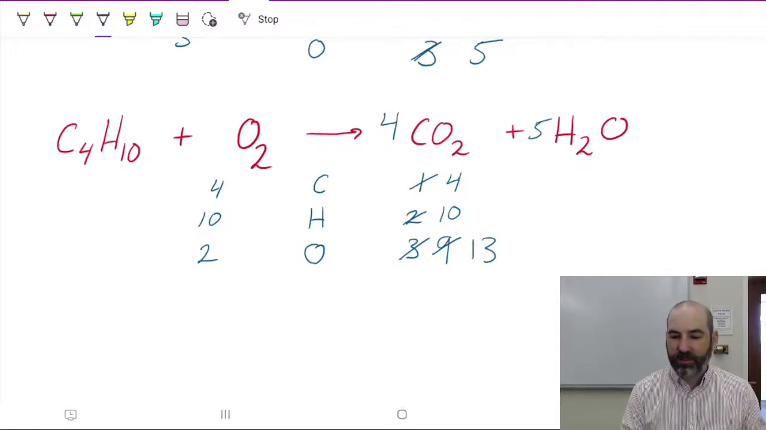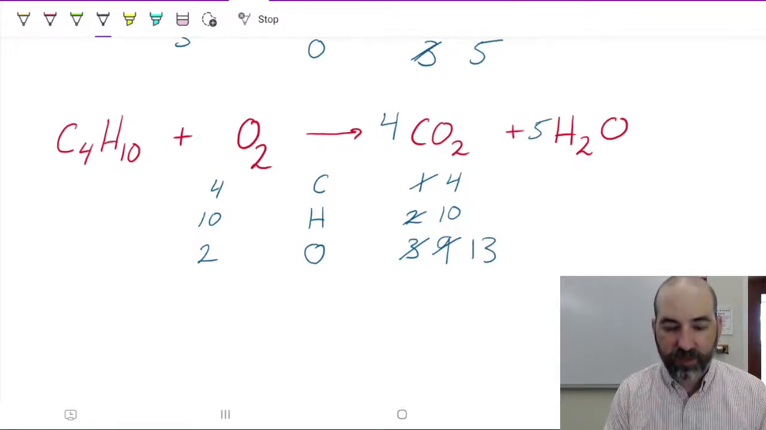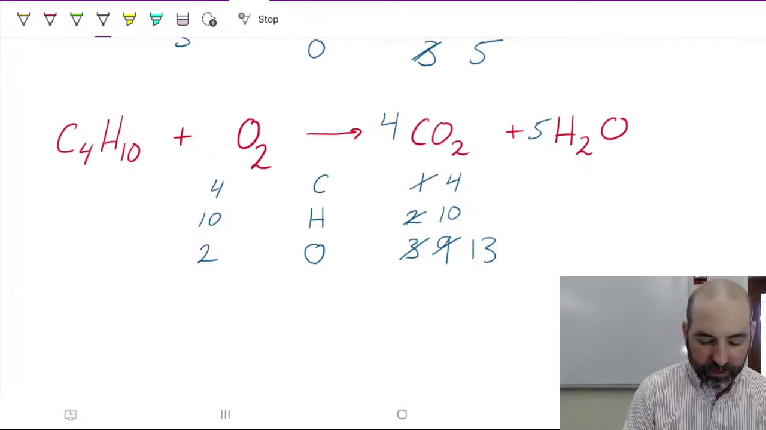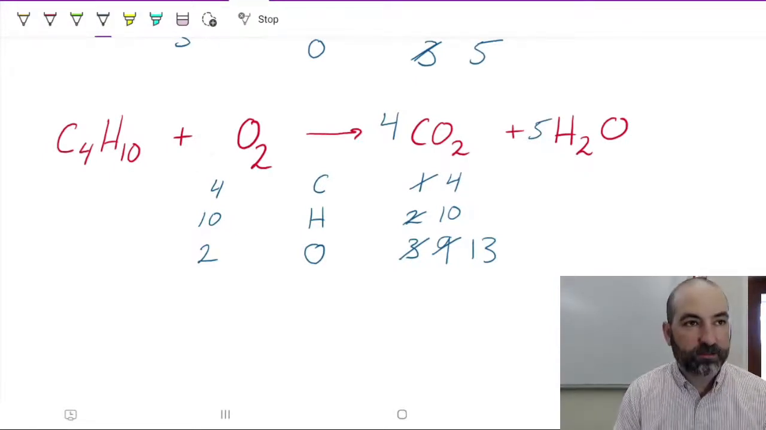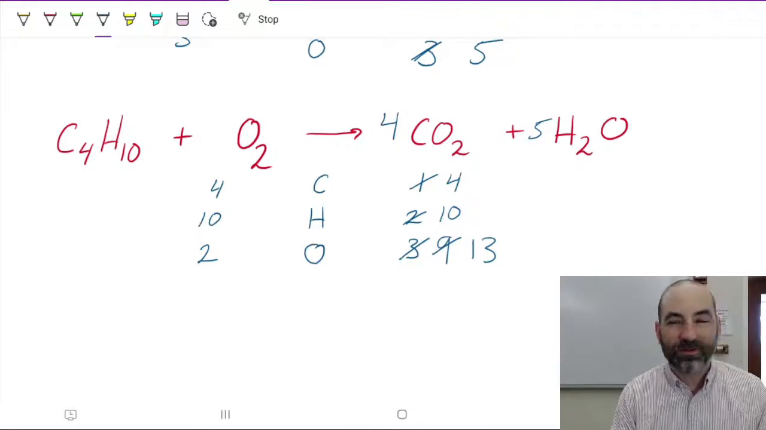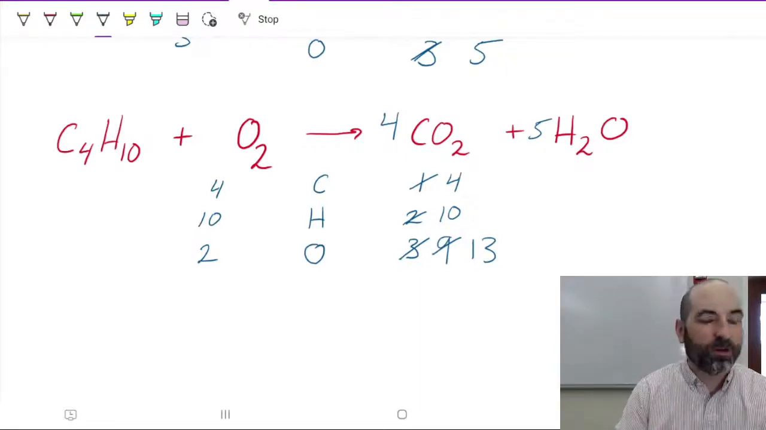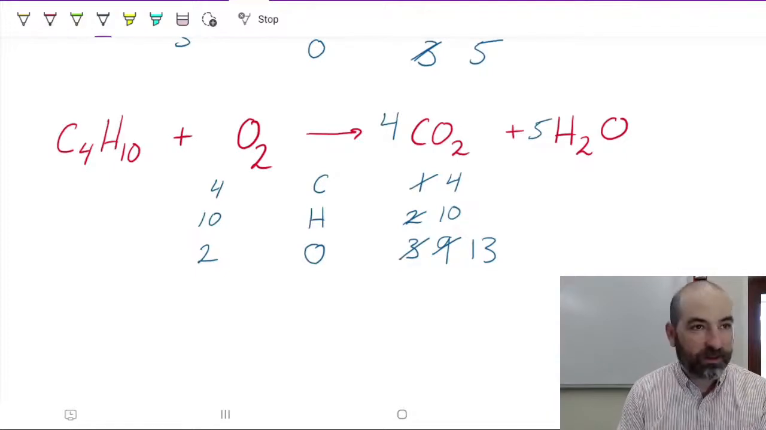Okay, so all that's left is oxygen. We have to bring that into balance. So we've got 2 on the left, 13 on the right. So what are we going to put next to the oxygen to make 13? There's a problem here, right? What's the problem? It's an odd number. So if we're using whole number coefficients, we can't put anything there that would work.